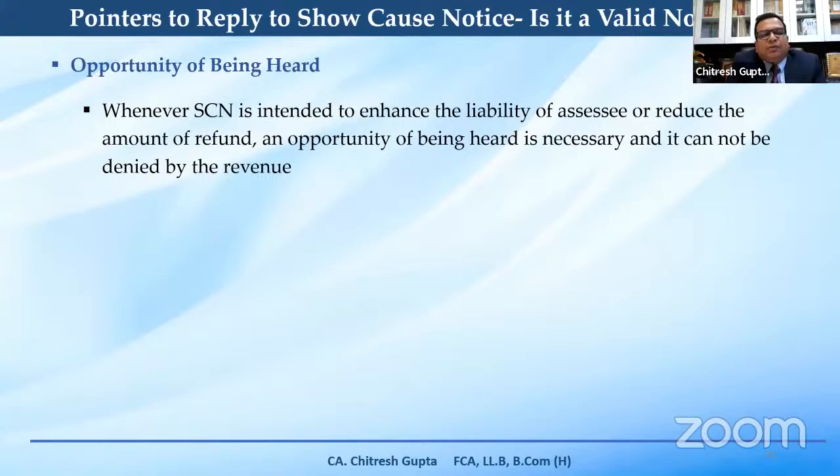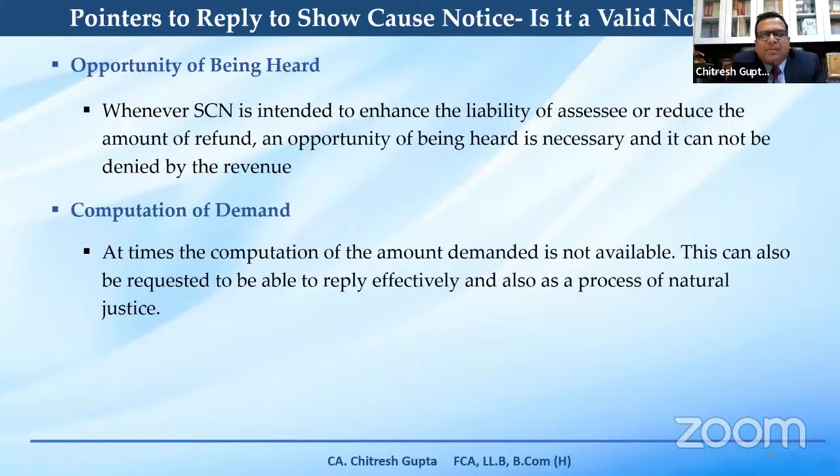In case of show cause notice, the department alleges, so why so much tax should not be demanded from you. They cannot come to the conclusion and then serve the show cause notice. So basically, show cause notice is the starting of the adjudication process. So they allege why not this much tax should be recovered from you. So you have to be given the opportunity of being heard and to put forward your case, and it cannot be denied by the revenue.